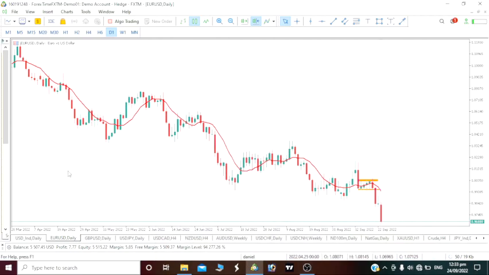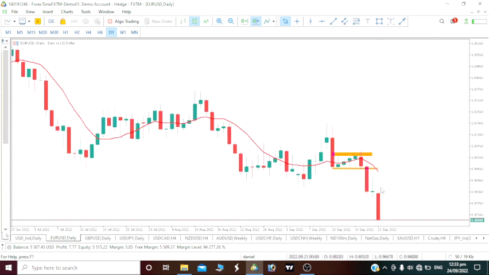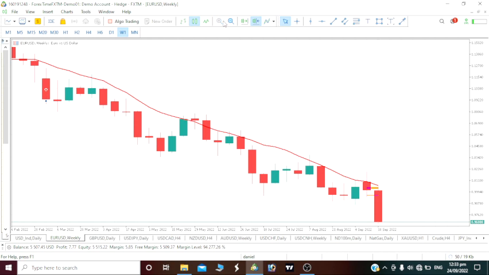So guys, let's take a look at our Euro USD. Let's take a look. We actually did analysis the previous week when we predicted that this Euro USD will drop for the week, and this is the weekly time frame. We actually had this massive drop, right?